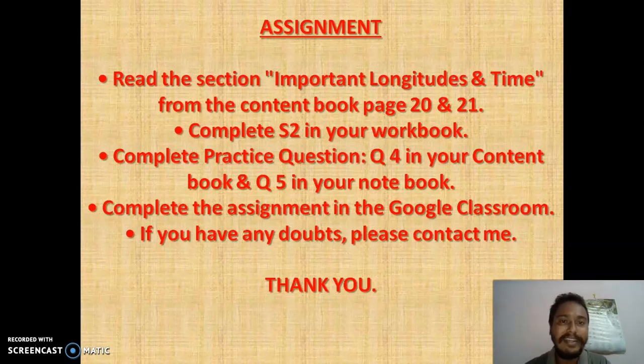So assignment. Read the section on important longitudes and time from the content book, page 2021. Complete S2 in your workbook. After completing, you can click a photo and send it to me on WhatsApp.